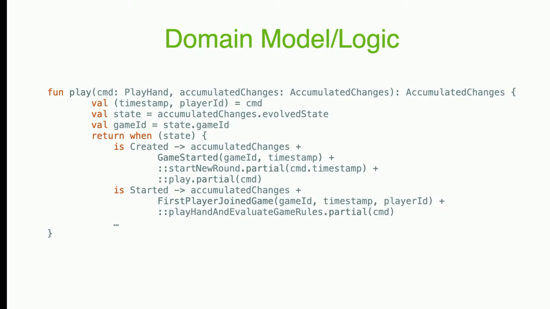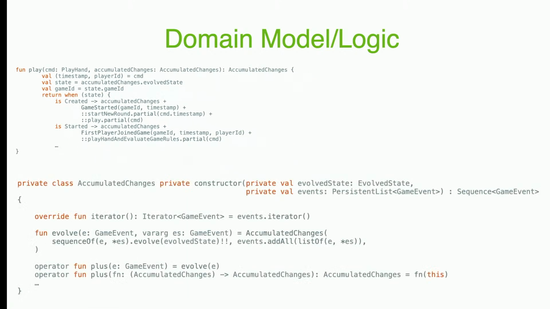Then I take this accumulated changes that I have. It was just initialized, so it contains no events, and then just a state that says that it's created. But then I do plus here. I call this plus function, and this plus function is actually this. So it will just call this evolve thing here with this event game started. So I have these changes. I want to append this thing here, and then I will get the new accumulated changes back. So this is immutable.